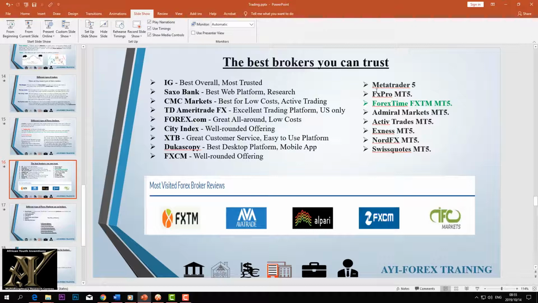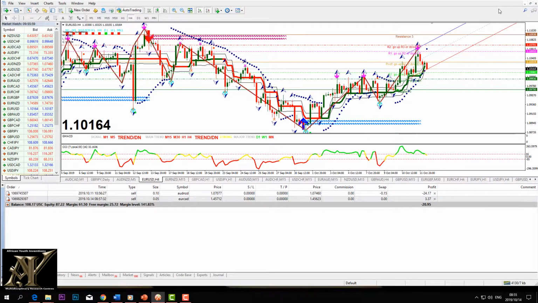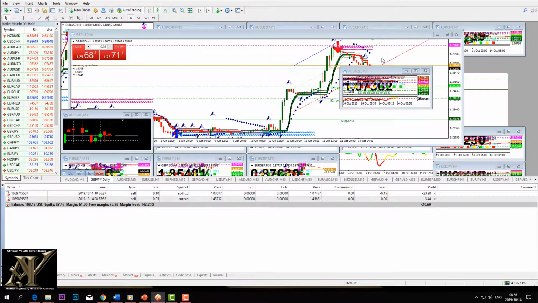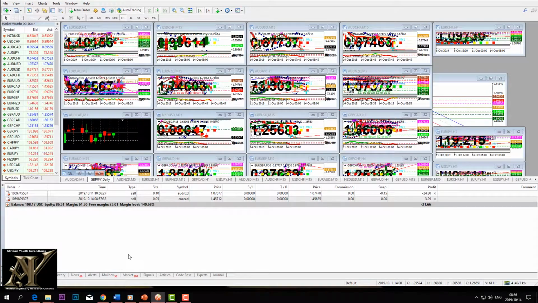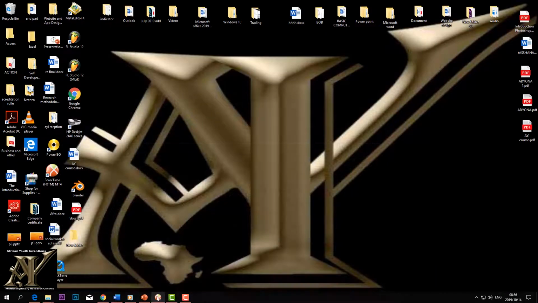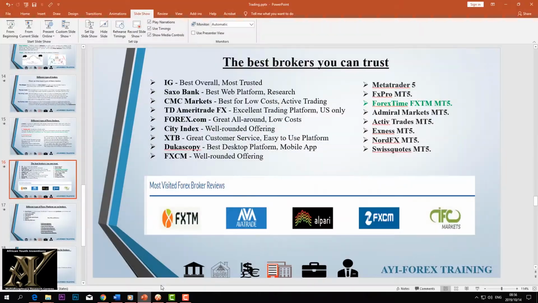I did put some of the names of the best brokers you can trust, because you need to be careful. In order for you to trade, you must first register. If you register, you will be able to trade online. If you don't register, you can't trade online. So first register with any of the different brokers. I put a list of some of the best brokers on our PowerPoint, so you can look at which one.